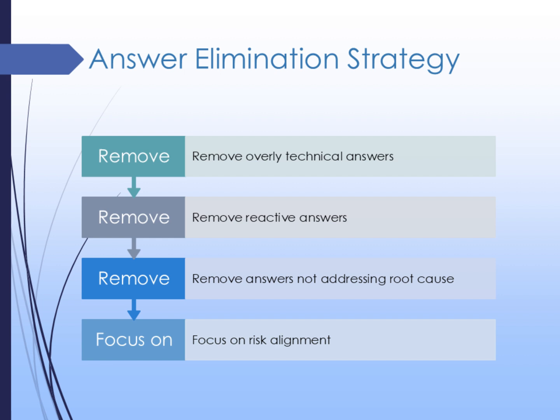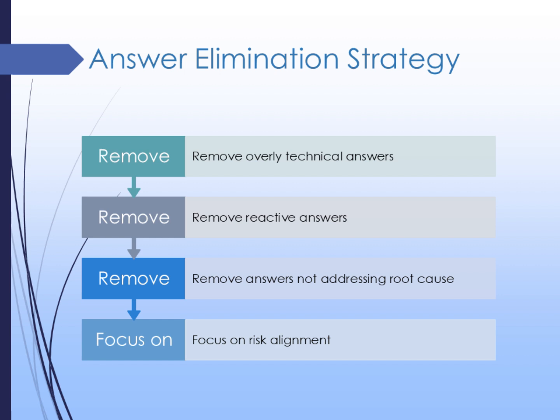Then remove answers that do not address the root cause. This is extremely important in scenario-based questions. Many options may solve a symptom, but not the underlying issue creating the risk. For example, retraining staff may not solve poor segregation of duties. Adding monitoring may not solve weak access controls. Increasing backups may not solve weak change management. The best answer is usually the one that addresses the underlying control weakness or process failure.